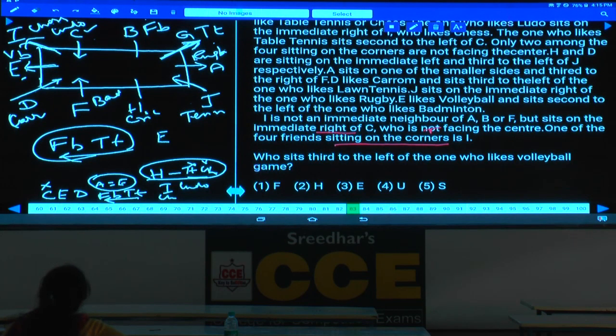Now we need to find out how many persons are facing the center, tell me? Now, 4 persons. J is facing the center, F is facing the center, D is facing the center, and C is facing the center. Now, what about this B? Any information regarding this B?